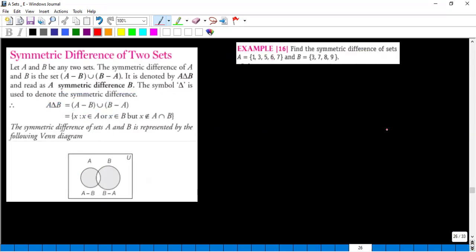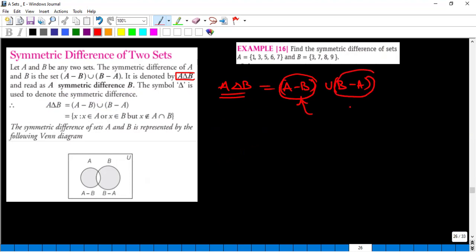Symmetric difference of two sets. The symmetric difference we will notate with delta. A delta B, how will you define it? A minus B union B minus A. That means the set of all elements which belong to A alone, and the set of all elements which belong to B alone. That means other than the common elements of both sets.